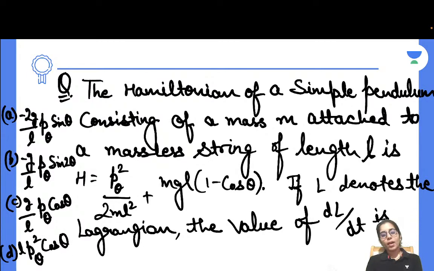Try it now and let me know what is the right option according to you. If you will not be getting it, I'll help you in that case. But if you will get it, that's great.